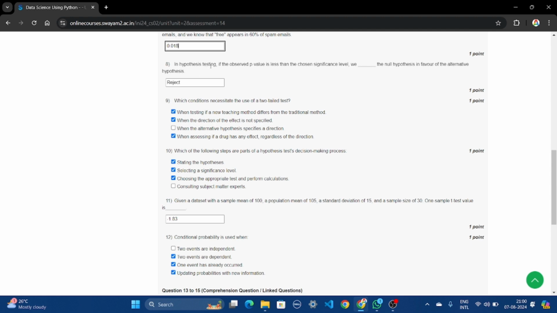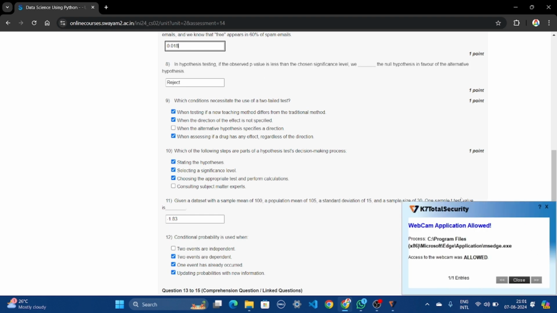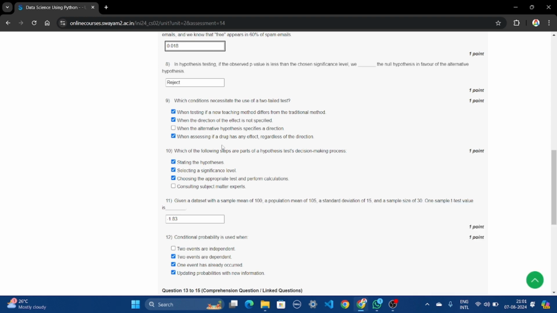In hypothesis testing, if the observed p-value is less than the chosen significance level, we have to reject the null hypothesis in favor of the alternative hypothesis. So the correct answer is reject. REJECT. We have to type it.